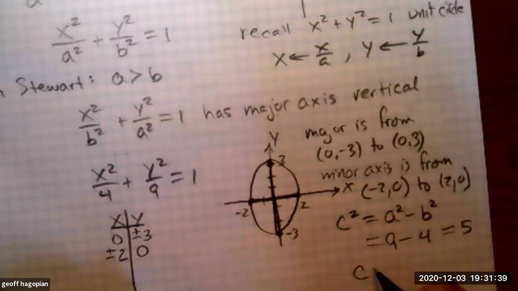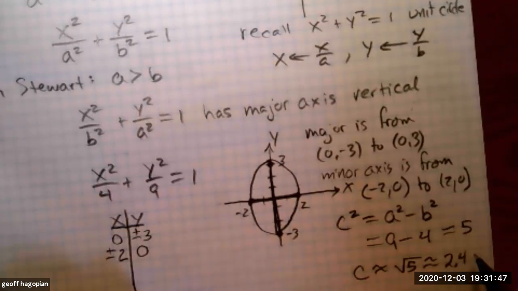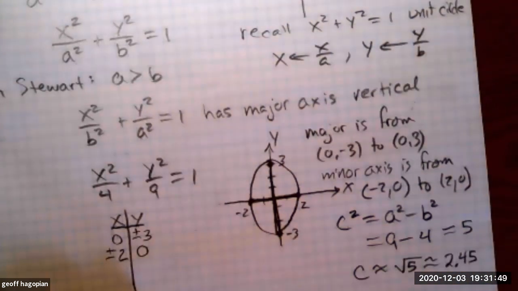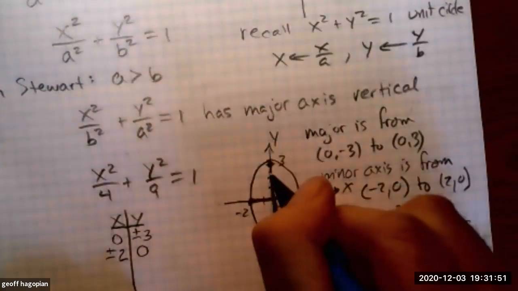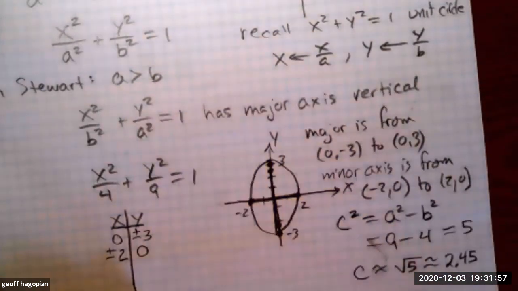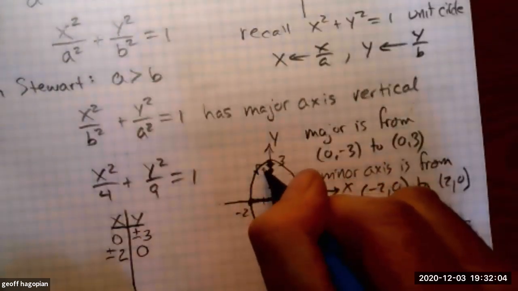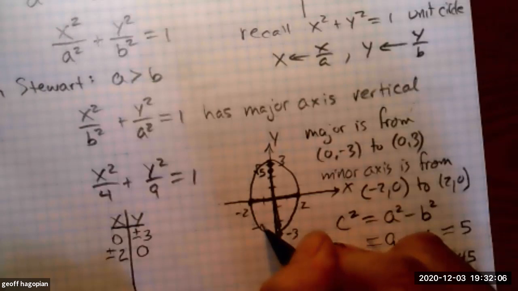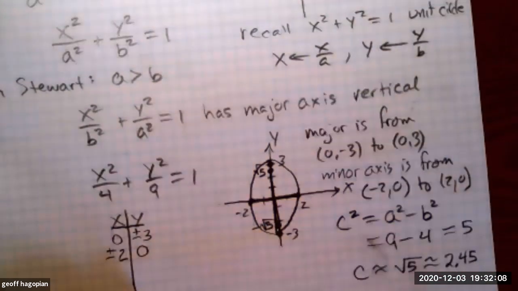And that means that C is square root of 5, which is about 2.45, I think, something like that. And so that's going to be up here and down here. Okay, I made the axis too thick so you can't really see, but yeah, square root of 5 up here and negative square root of 5 down here. Those are the two foci, right?